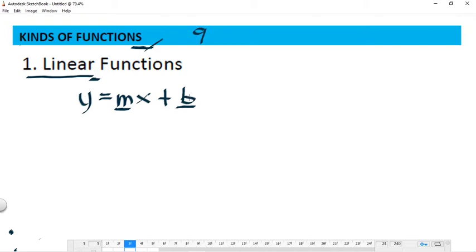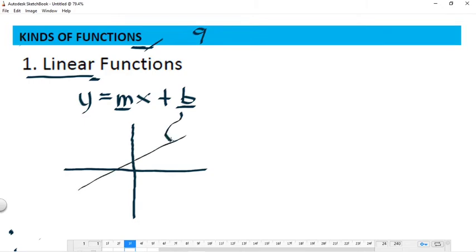It is called linear because it forms a straight line when we are going to use a graph. For example, this is our y-axis and this is our x-axis. Linear functions form a straight line. So this will be our y is equal to mx plus b. And m refers to our slope and b is our y-intercept.